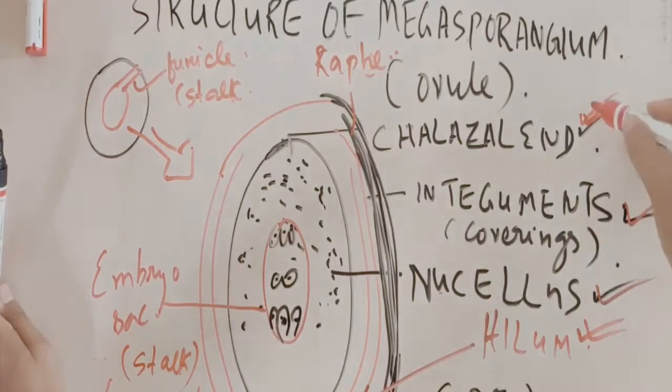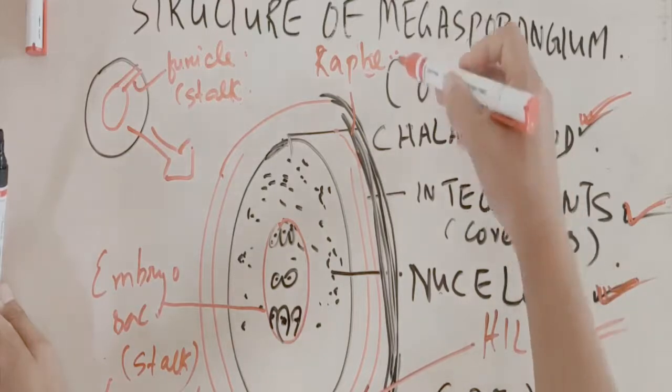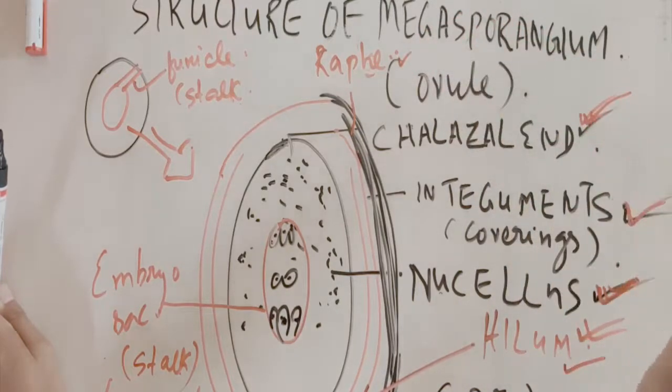Opposite to micropylar is the chalazal end. The coverings are known as integuments. Nucellus is present in the central portion, where it supplies food and other processes. Then hilum, the attachment to the body, and raphe, an extension of funicle.